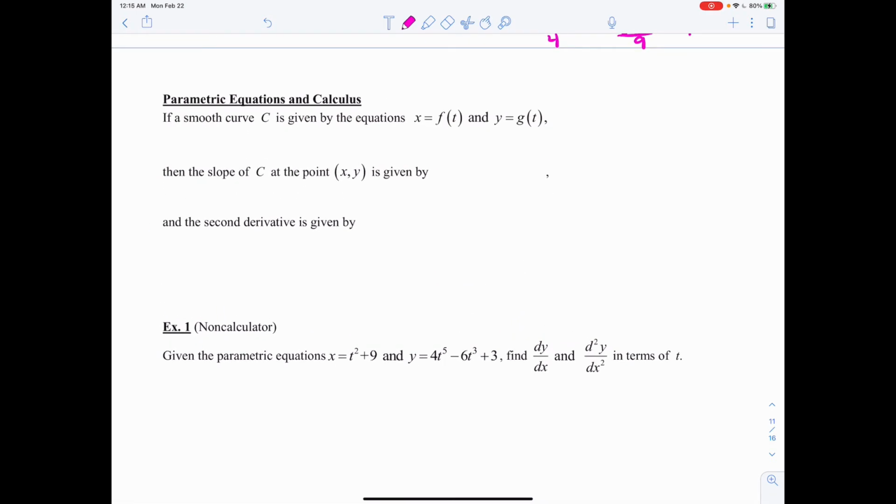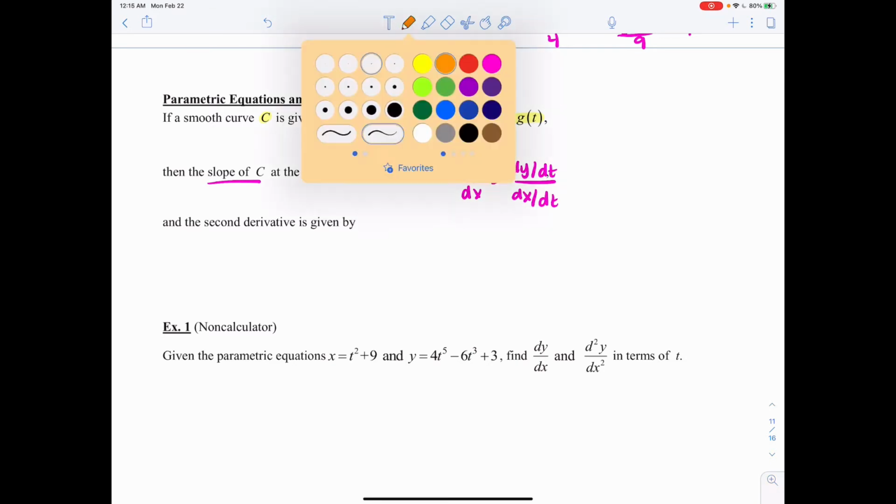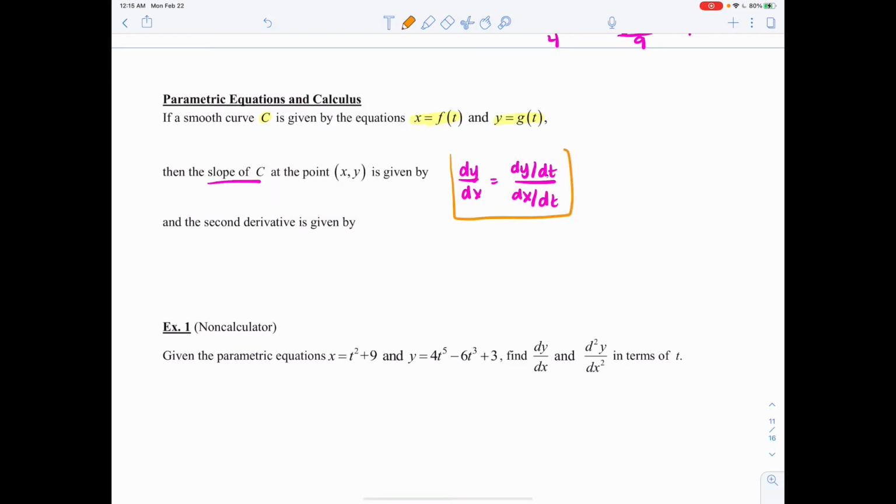Let's do some calculus. So what do you have to know? Let's say we have a smooth curve C given by the equations x equals f of t and y equals g of t. And I want to find the slope of this curve, which we know to be called dy dx. Well, that means I'm going to have to take dy dt and divide it by dx dt. You're probably going to want to draw a box around that.